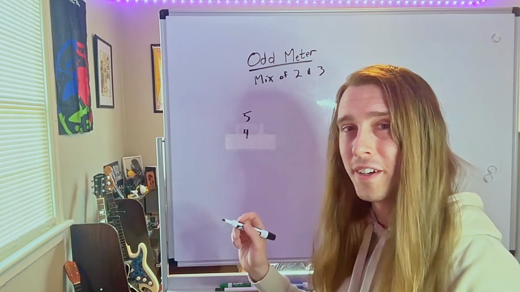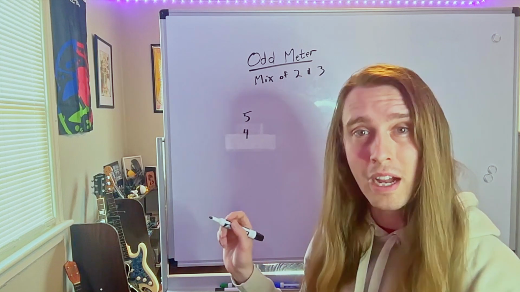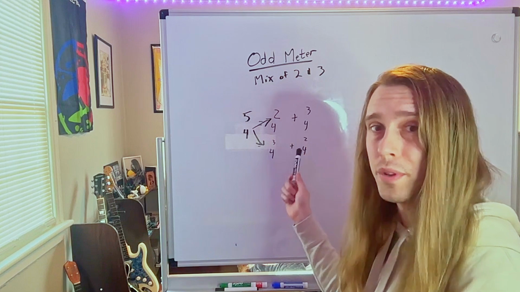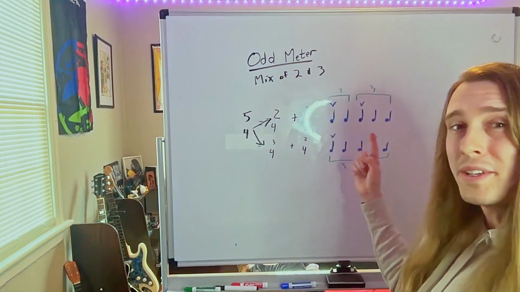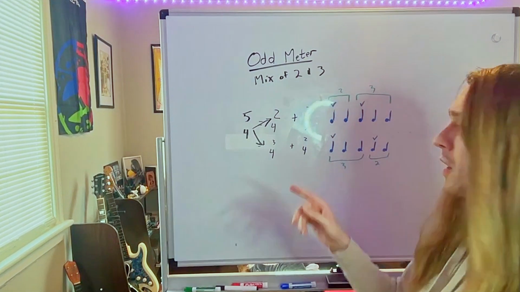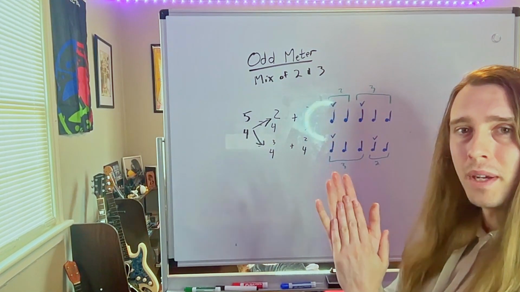Well, 5/4 I can break up into a simple and a compound meter. So I could break it up into 2/4 and 3/4 or 3/4 and 2/4. So what does that sound like? Well, by using accents in this top one, I can do a group of 2, ba, ba, followed by a group of 3, ba, ba, ba. And here's what it sounds like.